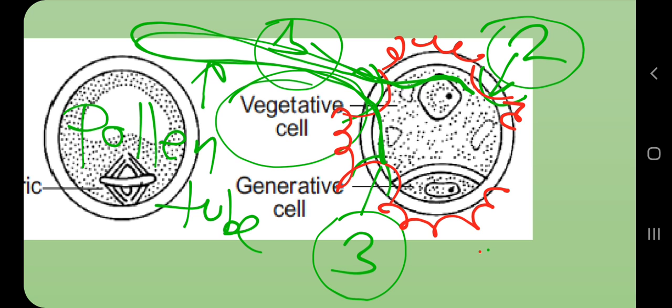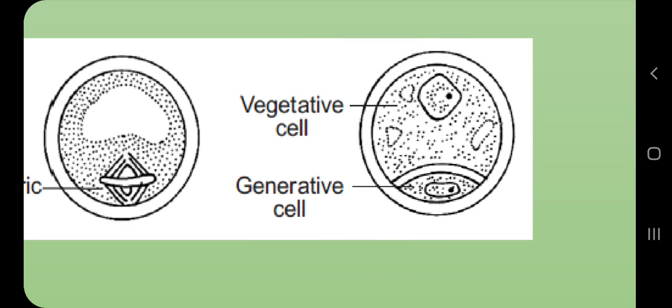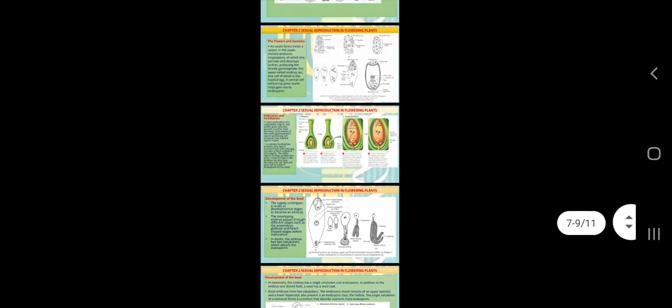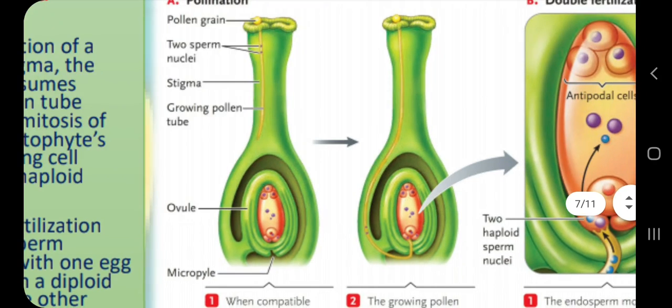When this is happening, the generative cell will undergo another cell division, which is mitosis, and will give rise to two male gametes, and these two male gametes will finally come out in the pollen tube. So this is how germination of pollen happens on the stigma, very briefly.